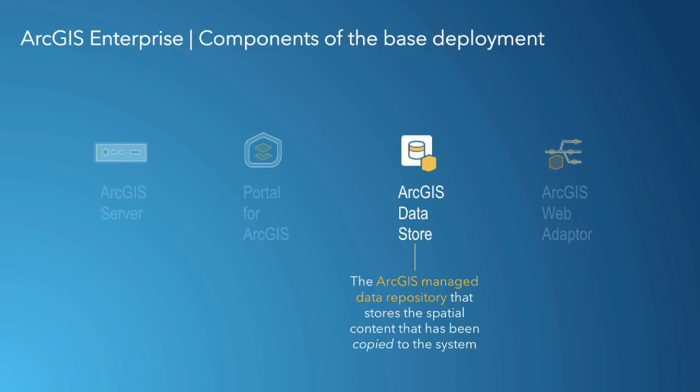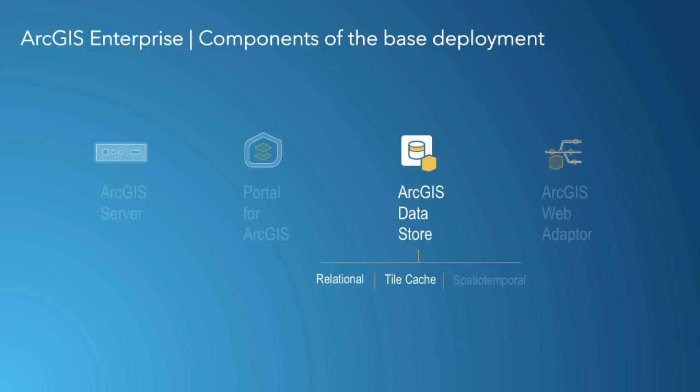So the ArcGIS data store is actually a little bit more complicated. That's why it's the don't panic. There are three flavors of ArcGIS data store. There's the relational data store, there's the tile cache data store, and then there's the spatio-temporal big data store. And just like with ArcGIS Server, there's a single software component that can do a bunch of different things. There's a single install, a single software component that you can configure to have one or more of these different types of data stores running.